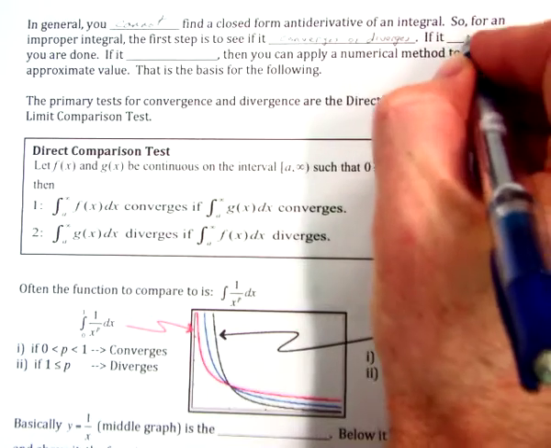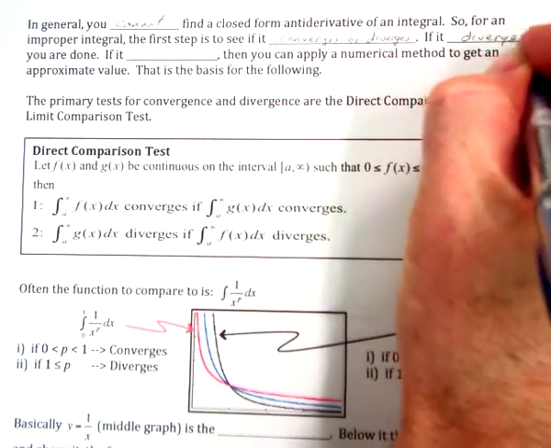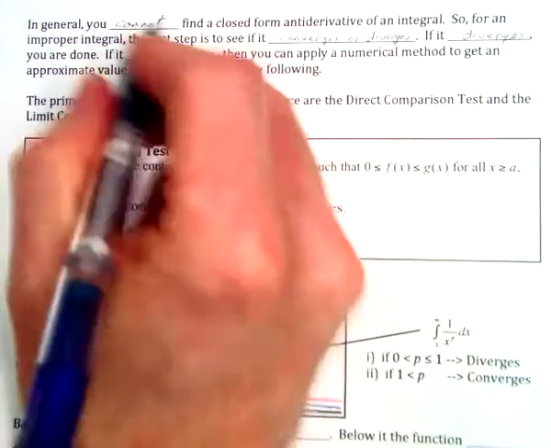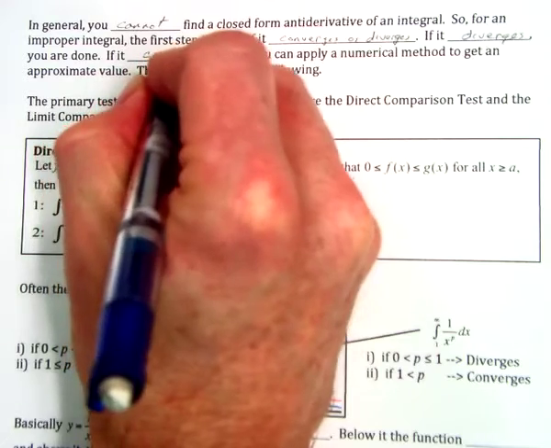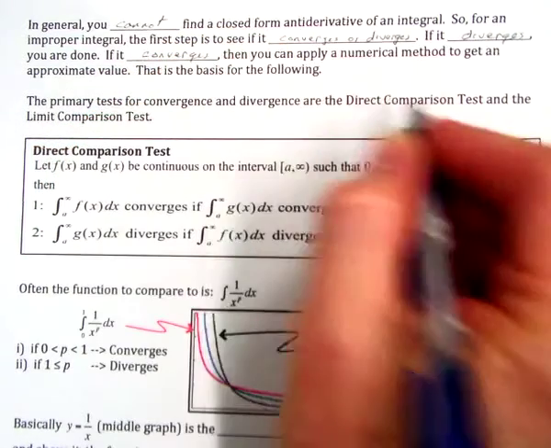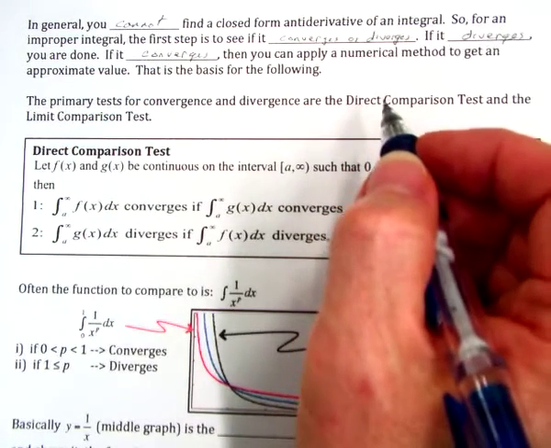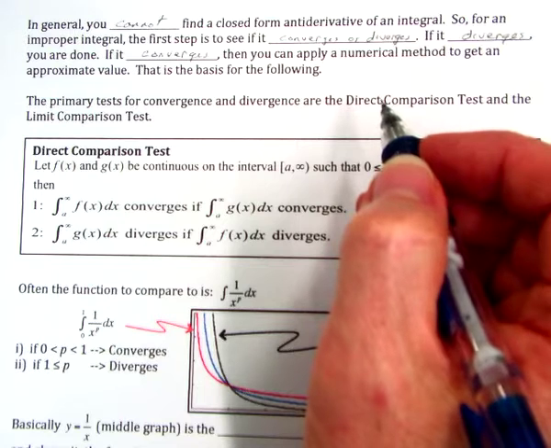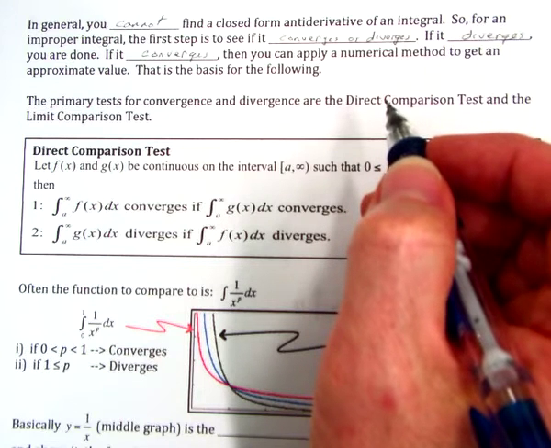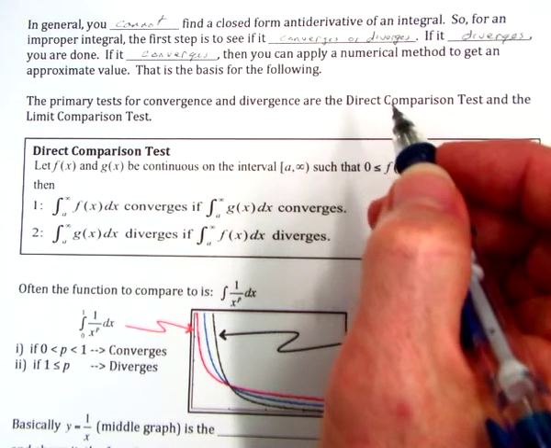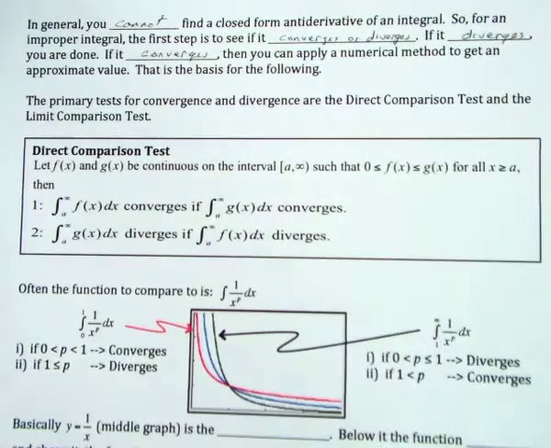If it diverges, then you're done. There's nothing else to do. If it converges, then you can apply some numerical method to get an approximate value. That's when we did RAM stuff, LRAM, RRAM, a Riemann approximation. This is a basis for what we're going to be working on, because we're going to see if the integral converges or not.